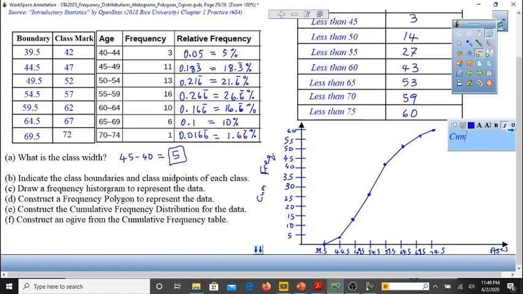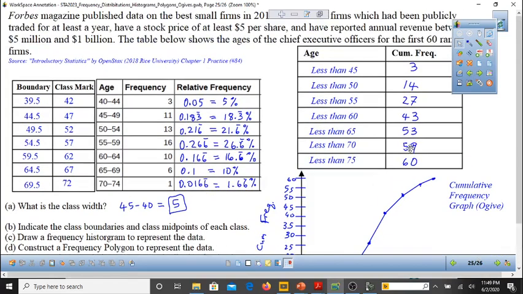So, cumulative frequency graph, also known as the ogive for the information. The cumulative frequencies are on the left side and the ages are on the x-axis. And this is the cumulative frequency graph for this information.